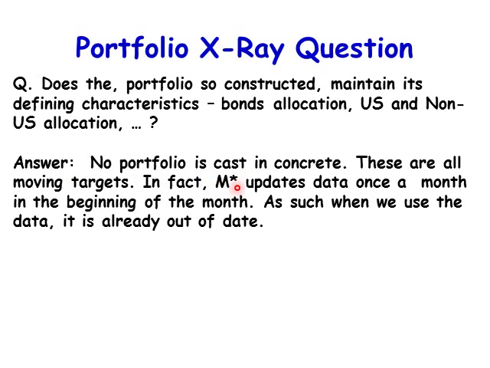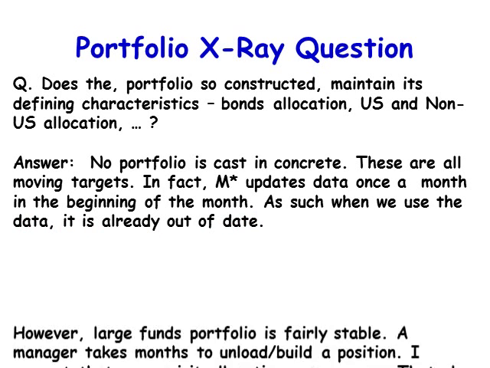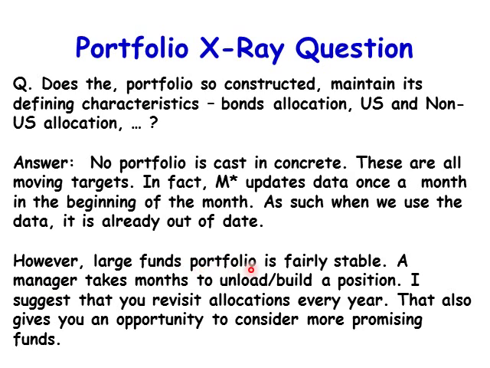In fact, Morningstar updates data once a month in the beginning of the month. As such, when we use this data, it's already out of date. So, wow, that's bad news, that we have built a portfolio on out of date data. However, a large funds portfolio is fairly stable. When the funds get too much assets in them, they're rather stable; a manager takes months to unload or build up a position. I suggest that you revisit allocation once every year.